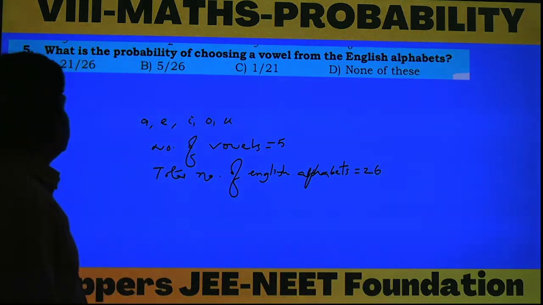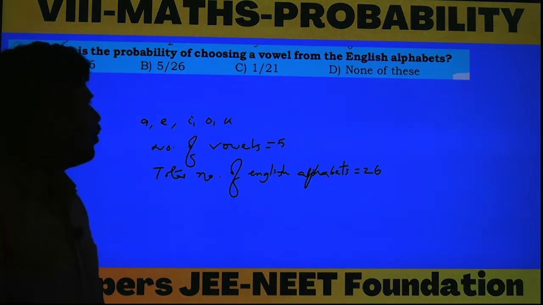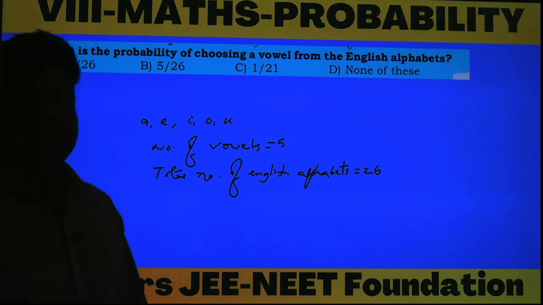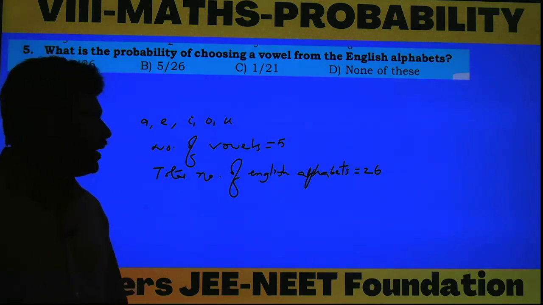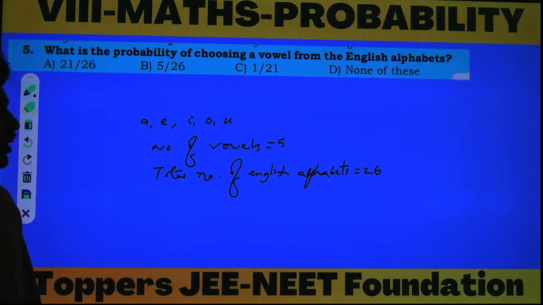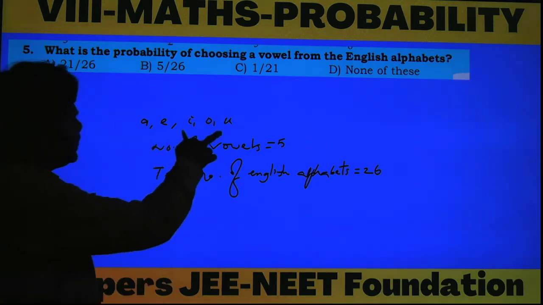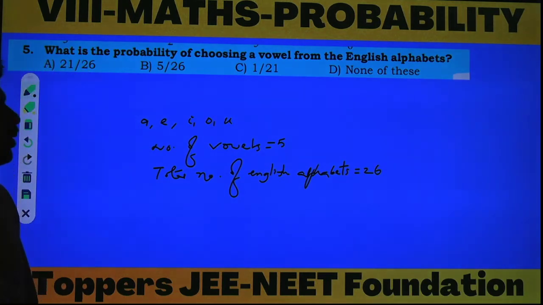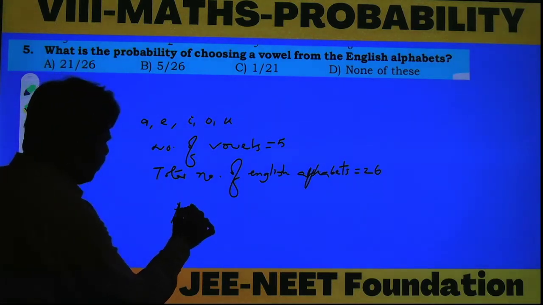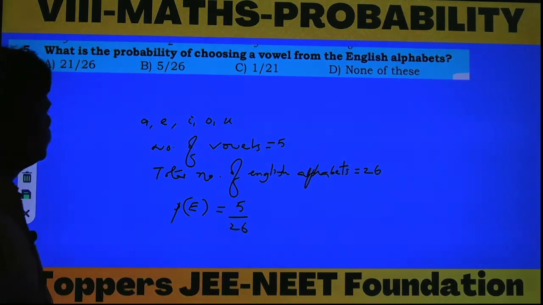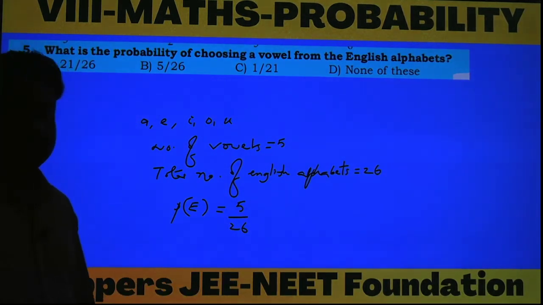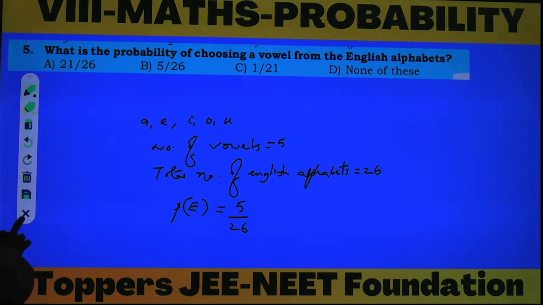Then the probability of choosing a vowel from the English alphabets: probability of any event is equal to the number of favorable outcomes to the event by the total number of possible outcomes. Here 5 vowels are there, and these 5 are favorable to the event. The total number of outcomes is 26. Therefore, the probability of the required event, suppose P of E, will become 5 by 26. Then option B is the correct answer. Next question.